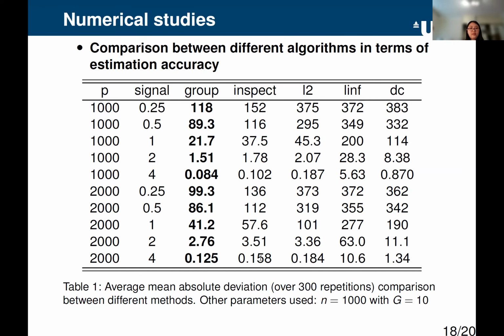And then we also compare our algorithm with other different algorithms in terms of the estimation accuracy. We assess the estimation accuracy by the mean absolute deviation. So this column is the result obtained by our groupInspect algorithm. We can see that in general, the groupInspect can achieve a better performance than other algorithms. And these 2 columns are the projection-based algorithms for estimating the high-dimensional change points. In general, we can see that the projection-based algorithm works better than other types of algorithms.